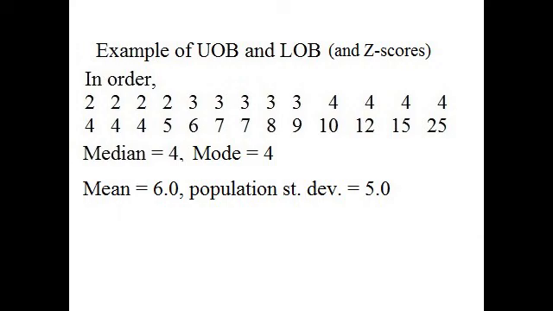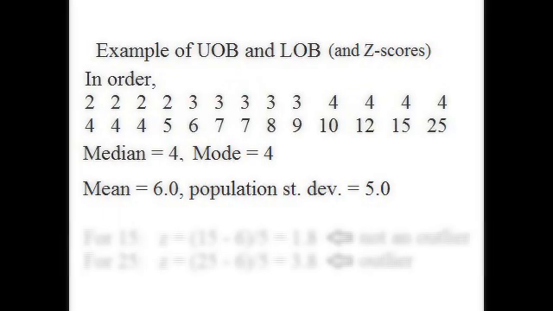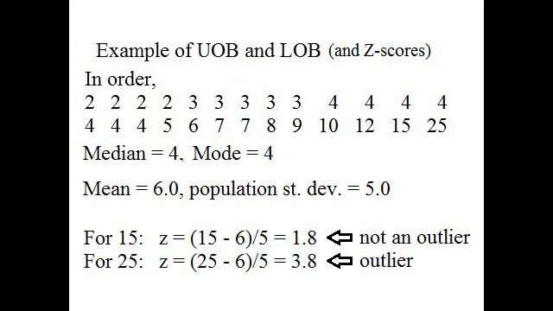Notice that the median and the mode are both 4, but the mean has been pulled higher by the large values in the data set. When I compute z-scores for both 15 and 25, the z-score for 15 is 1.8 and the z-score for 25 is 3.8. Because the z-score for 15 is less than 2, this value is not an outlier according to the z-score. So which one do I believe, the upper outlier bound or the z-score?